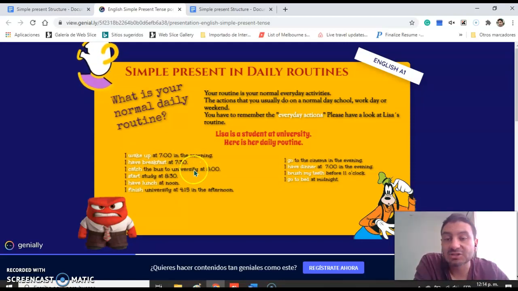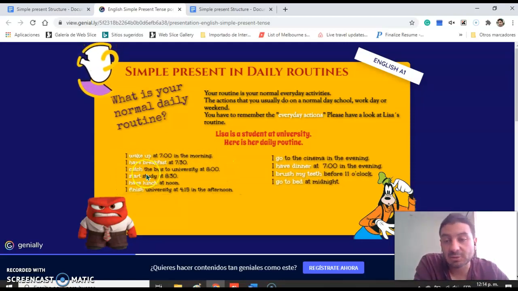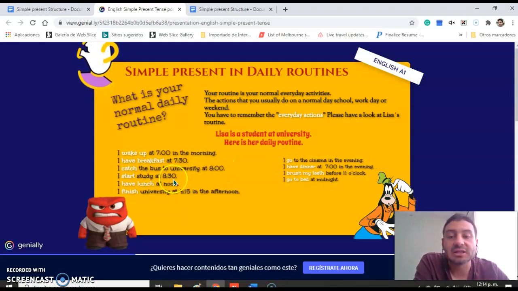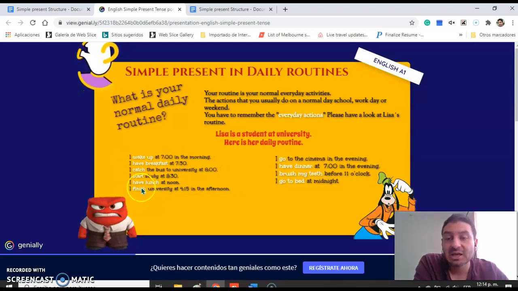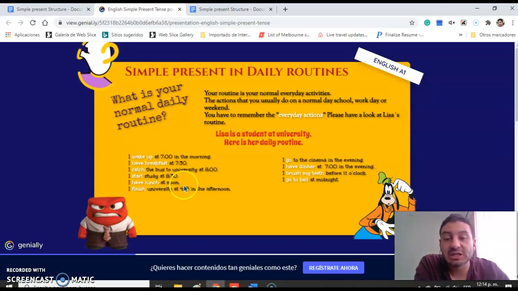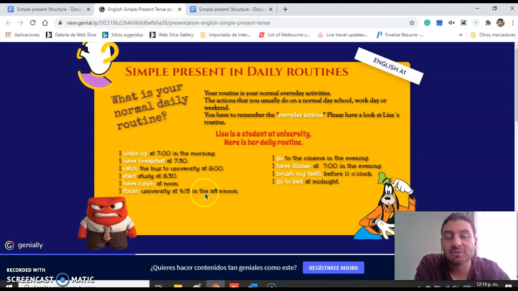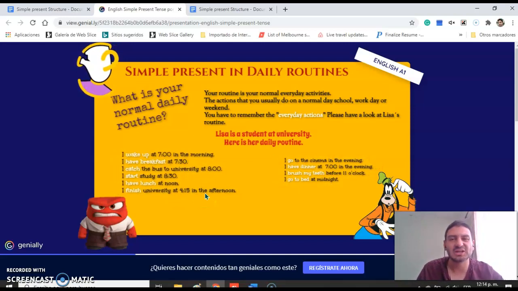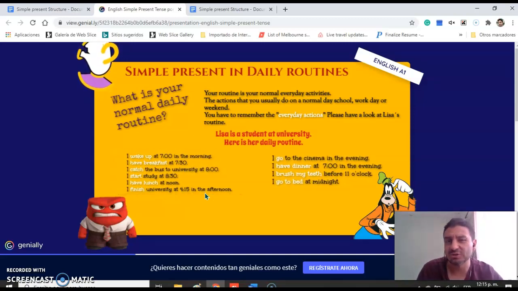I catch the bus to university at 8 o'clock in the morning. I start study at 8:30. I have lunch at noon, at midday, and I finish university at 4:15 in the afternoon. So those are the actions that we usually do.